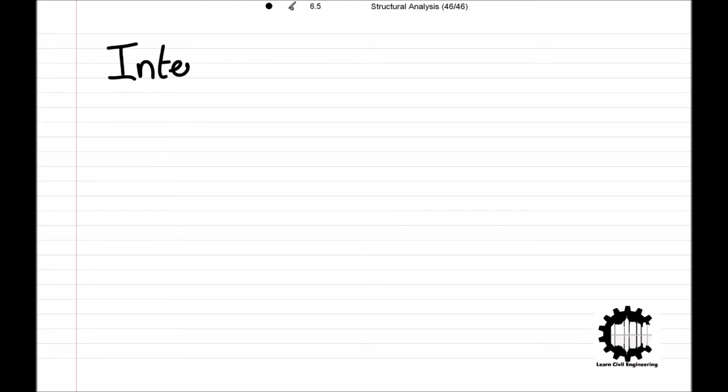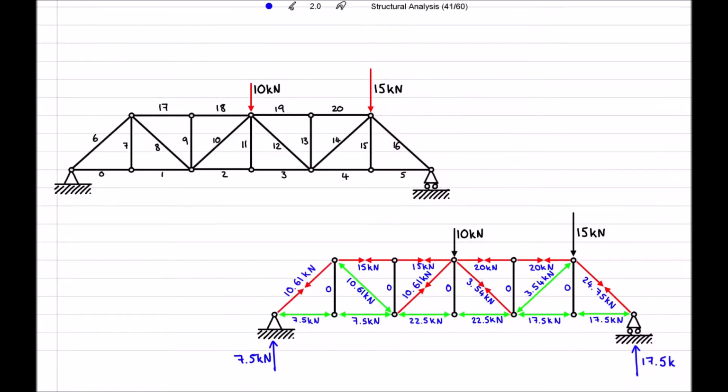Welcome everyone to this video by Learn Civil Engineering, where we will be learning about internal forces. In previous videos, we have only covered structures subject to axial forces, where the internal forces are parallel to the axis of the members, and so each member is under tension or compression.